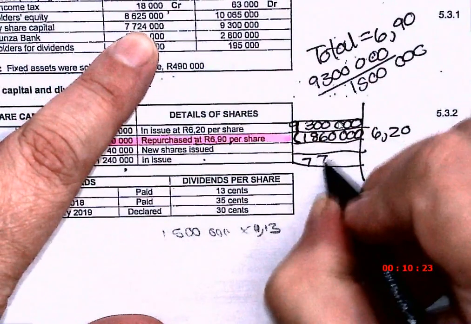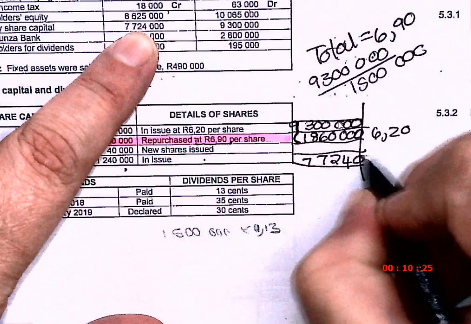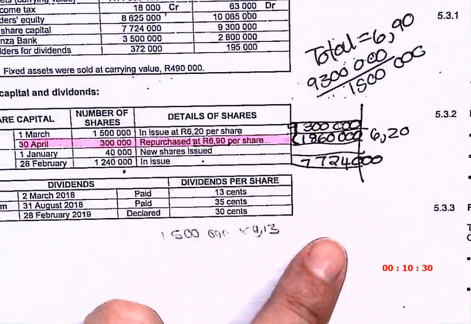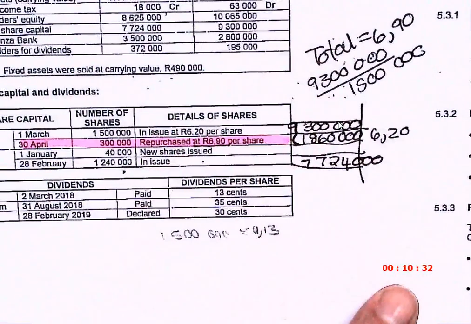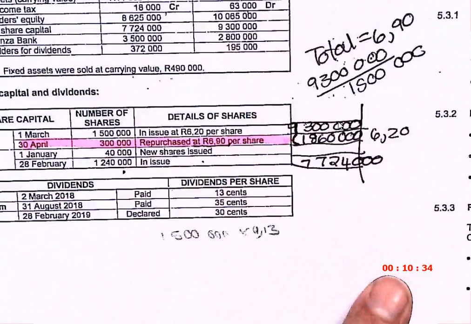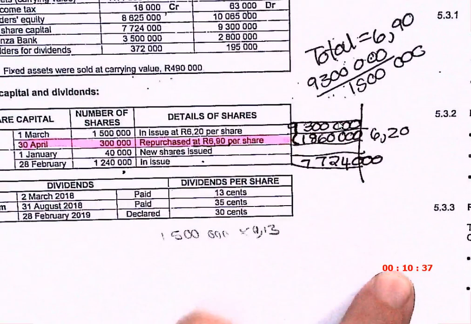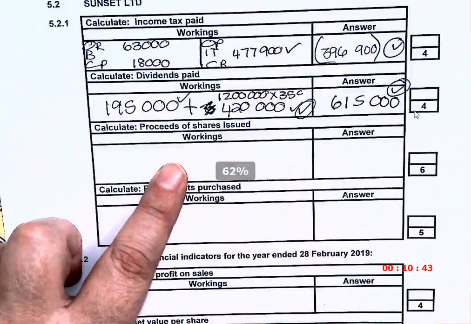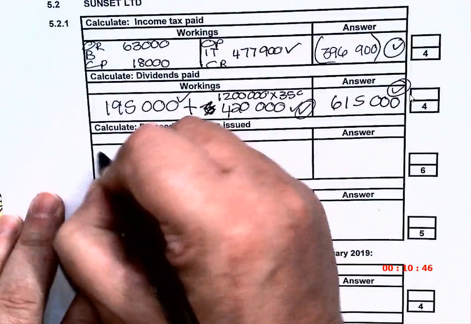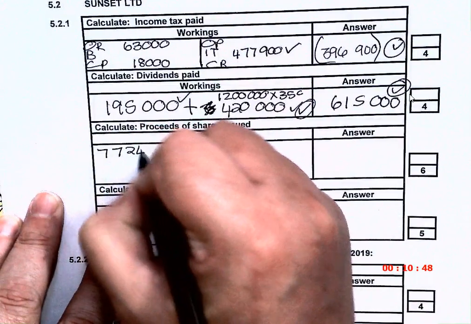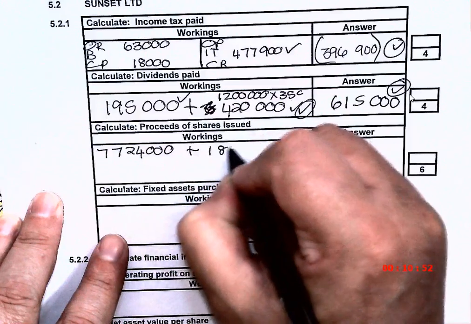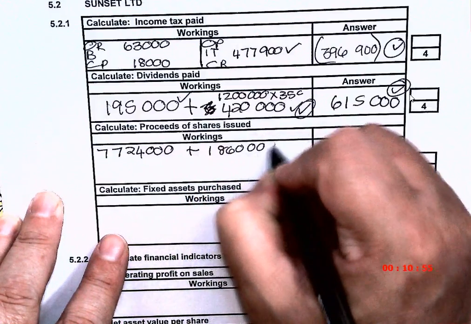7724. Now my problem with this thing is, you've done it on the question paper. The marker will not be able to see it. So please go and transfer this information here, right? So that you can get part marks. So you're going to take the closing, 7724. You're going to add the average, 1860. You're going to subtract the opening, 9300.